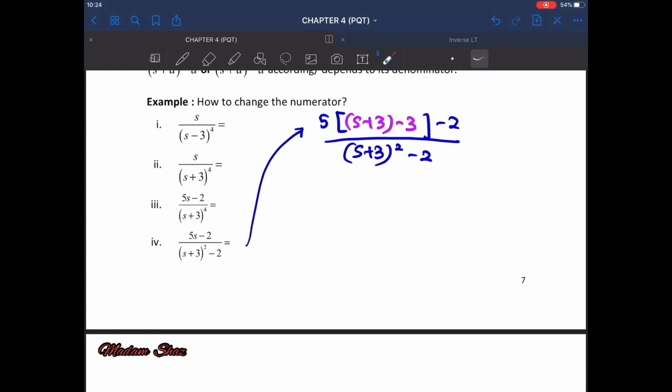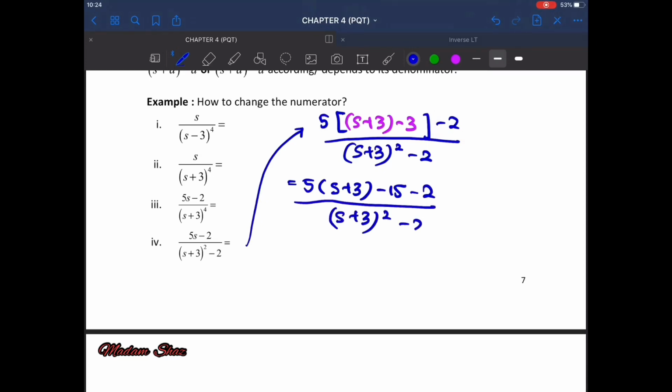So now you have a constant 5 at the front here. You have to multiply at the front of the square bracket. 5 multiply (s plus 3), 5 multiply with the negative 3, negative 15. Minus 2 at the behind. Minus 2. Divide by (s plus 3) to the power of 2 minus 2. So the same thing, we can only simplify the constant at the behind here. (s plus 3) here, we cannot simplify because we want to make it the same thing as the denominator.